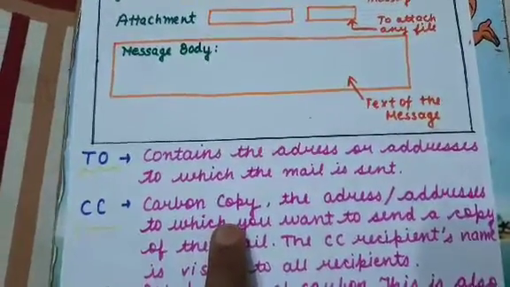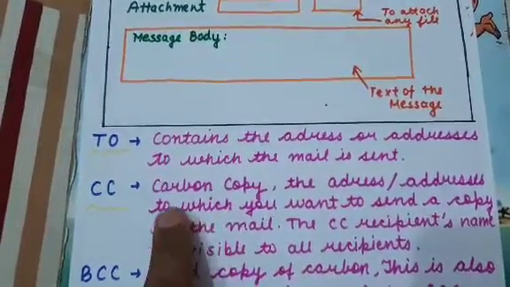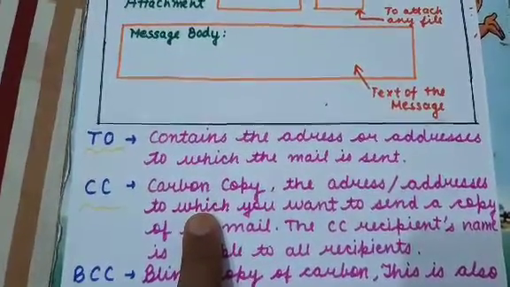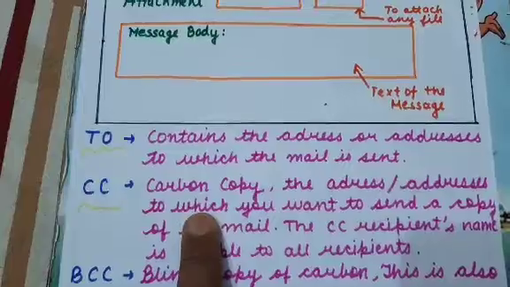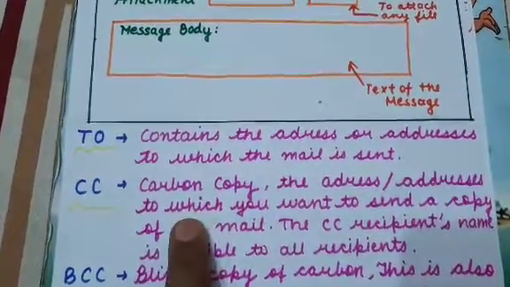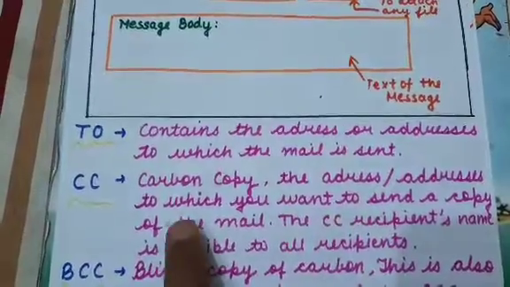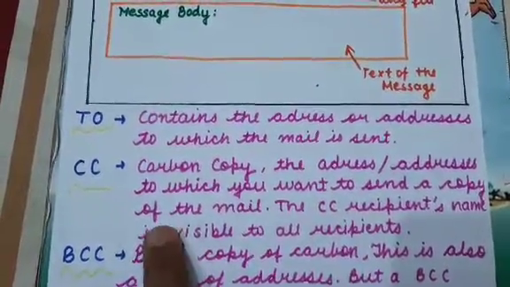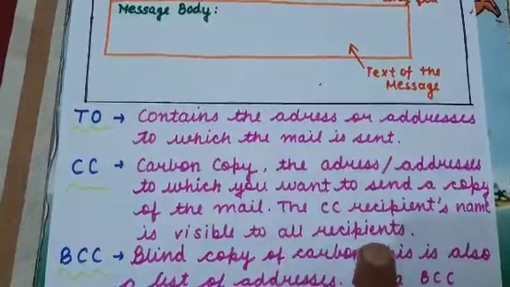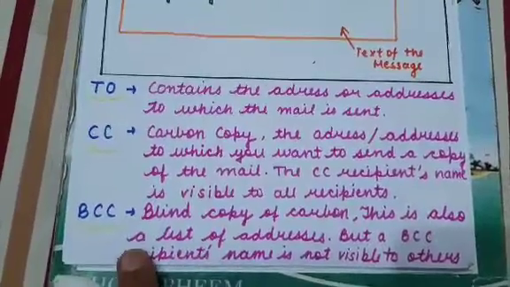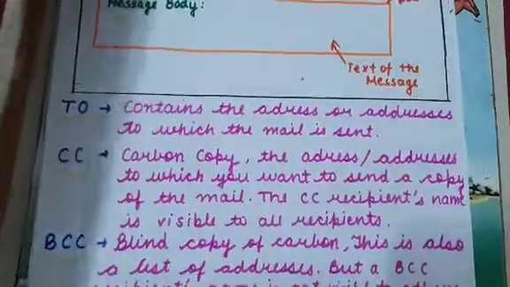CC is the carbon copy. Most important, if you want to send more than one copy to a number of recipients, then we use the carbon copy. The address or addresses to which you want to send a copy of the mail, the CC recipient's name is visible to all the recipients. But in case of BCC, the recipient name is not visible to others.